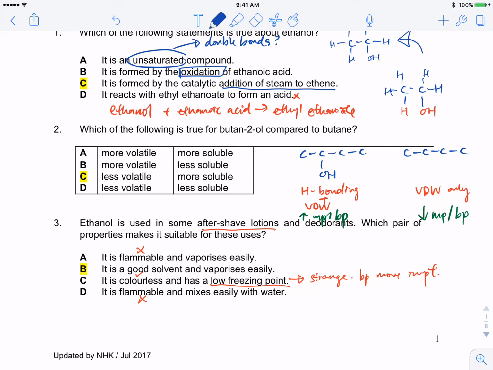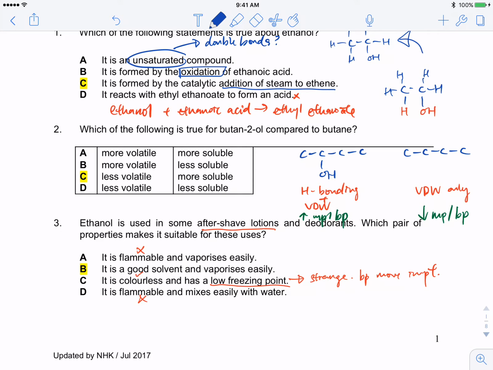Okay, C, it is colorless, and colorless is good. Okay, and has a low freezing point. Low freezing point is not so much of a concern here, because what we want it to do is to vaporize, so the boiling point is more important rather than the low freezing point. Okay, D is flammable. Again, flammable is not good, so out.